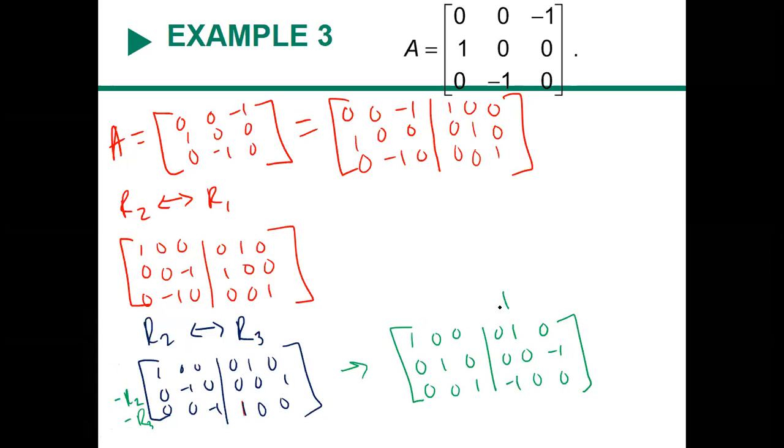The right side is your solution. So the right side is now my solution. That means that the inverse matrix is 0, 1, 0, 0, 0, negative 1, negative 1, 0, 0.